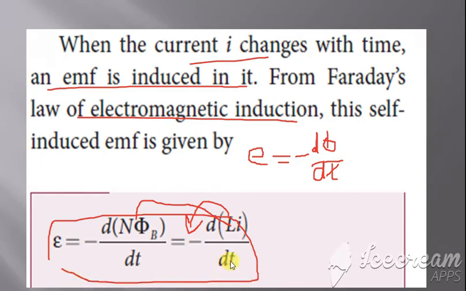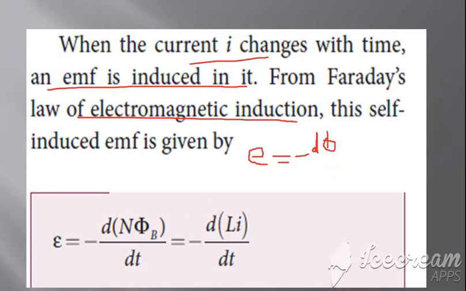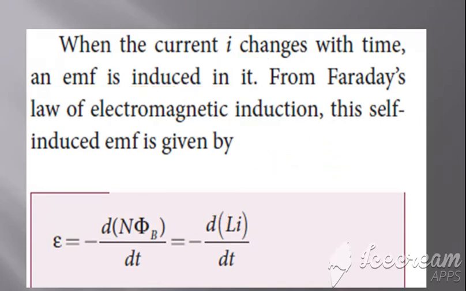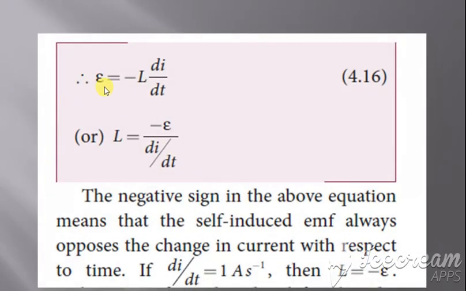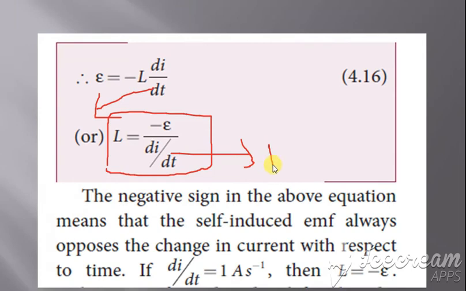So E is equal to minus d into L I divided by dt. Using this equation we find the next one, which is E is equal to minus L into di by dt. Now from this, if you need the value of L alone, bringing this down, we get L is equal to minus E into dt divided by di. Same here, we can take this value as 1. So if we take it as 1, what do we get? L is equal to minus E.